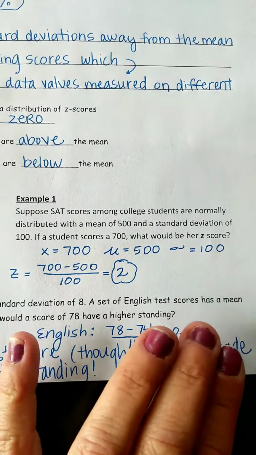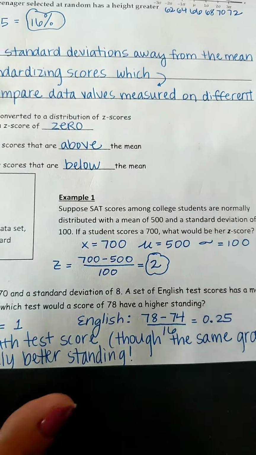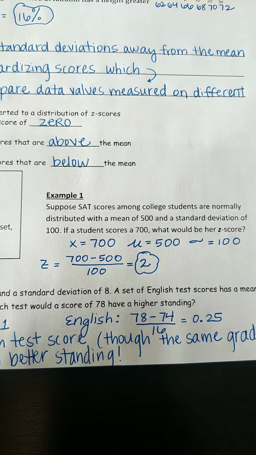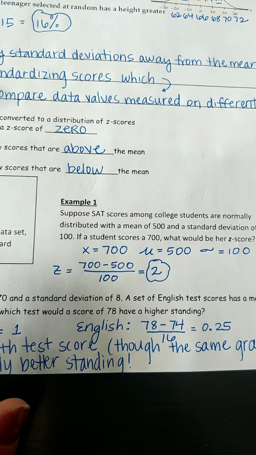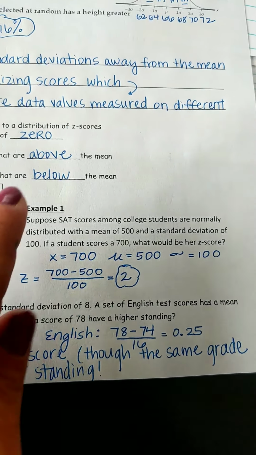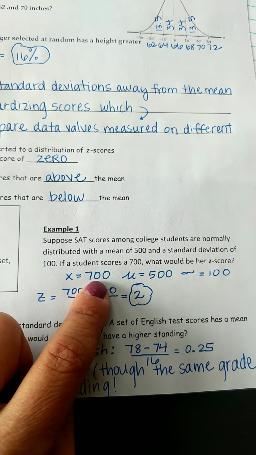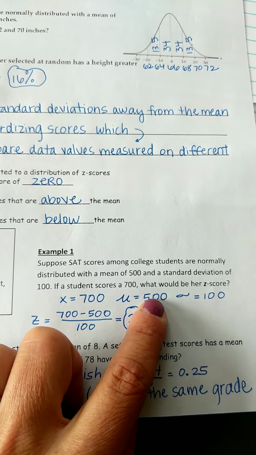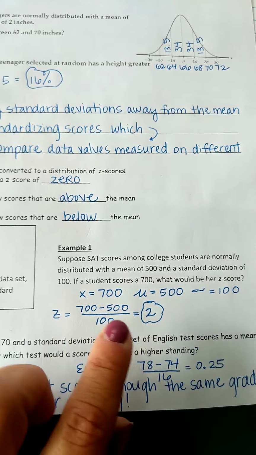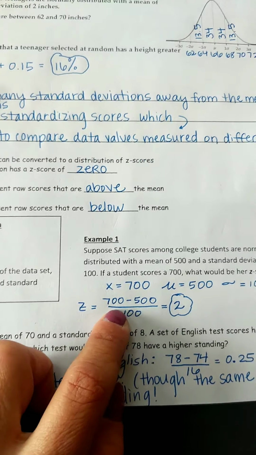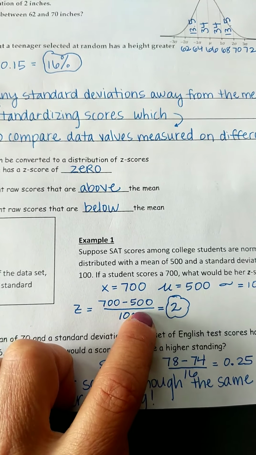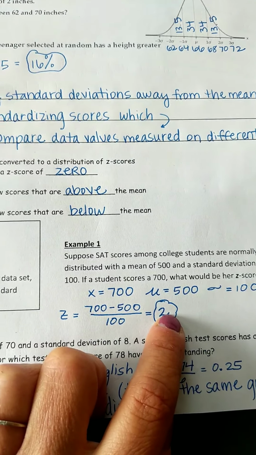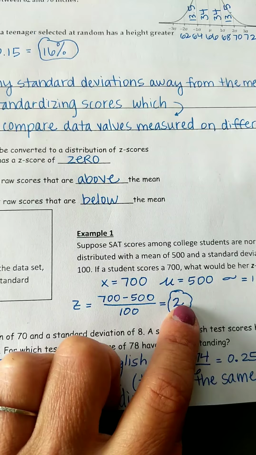So let's look at an example. It says, suppose SAT scores among college students are normally distributed with a mean of 500 and a standard deviation of 100. If a student scores 700, what's their z-score? So that's our data, okay? The x is 700, our mean is 500, and our standard deviation is 100, and then we just plug into that formula. So I have 700 minus 500 gives me 200. 200 divided by 100 gives me a z-score of 2. That tells me I'm 2 standard deviations above the mean.